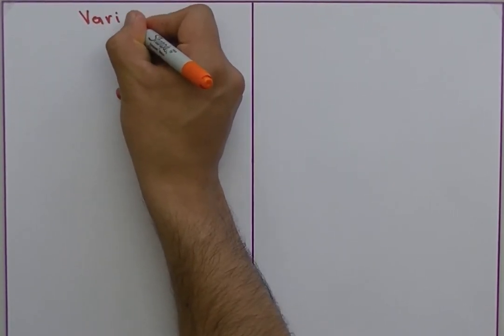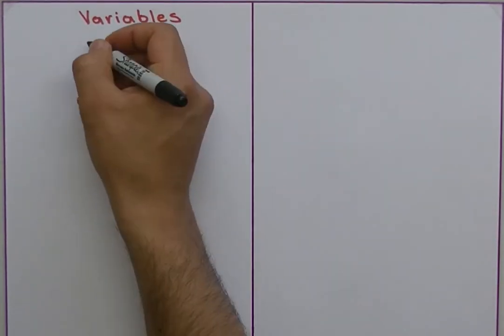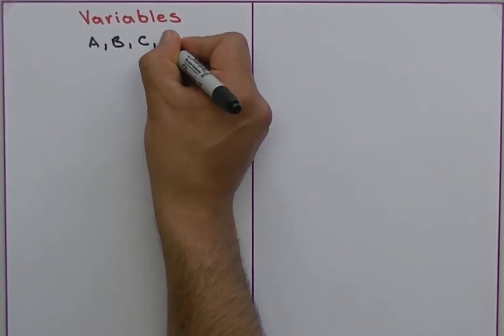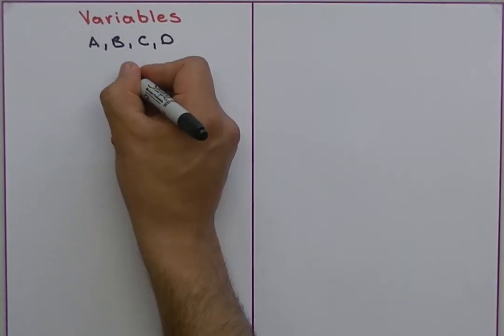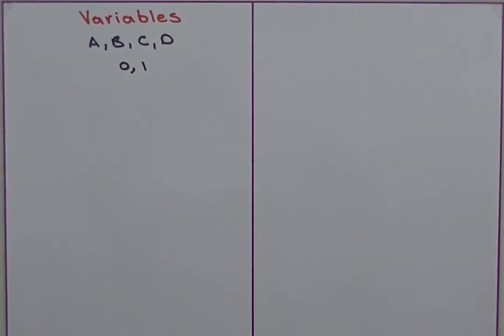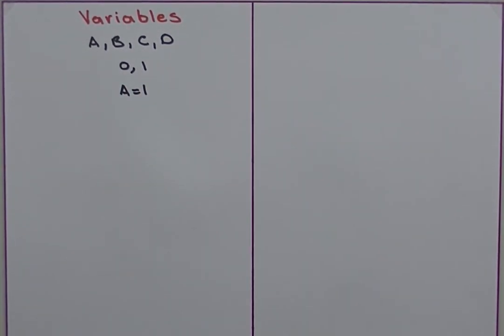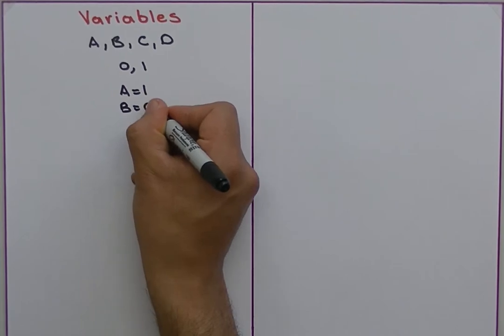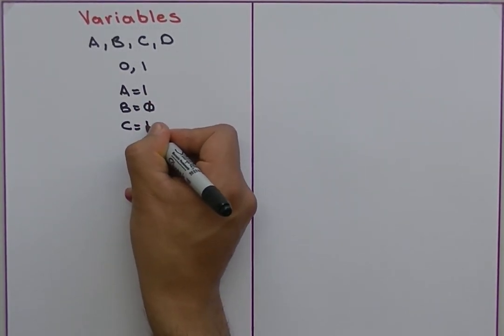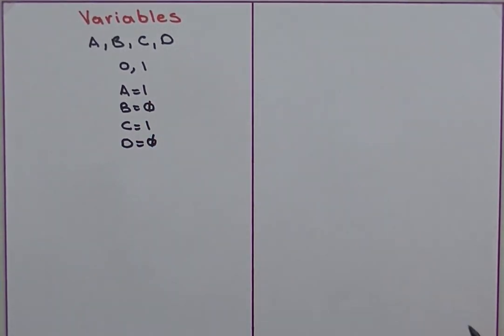In Boolean algebra, we represent variables as uppercase letters, such as A, B, C, D, which can only take two values, 0 or 1. For example, let's suppose that A is equal to 1, B is equal to 0, C is 1, and D is 0. Now, we have the building blocks to create Boolean expressions.